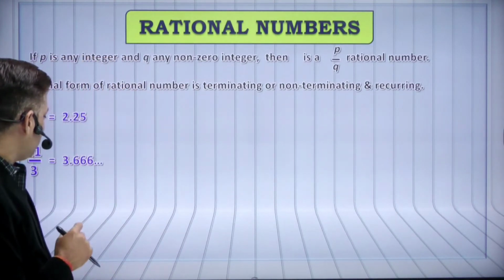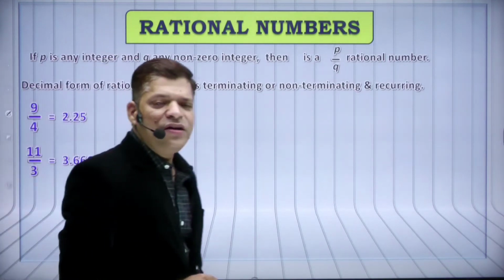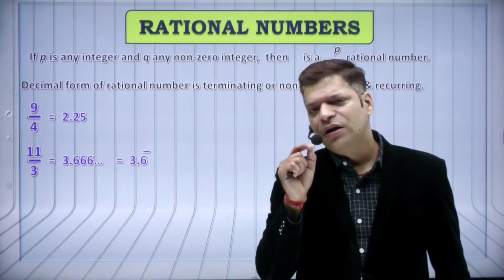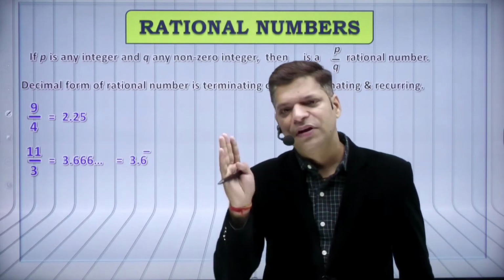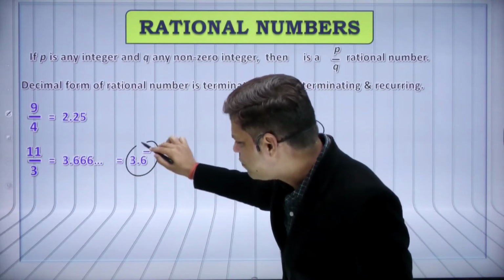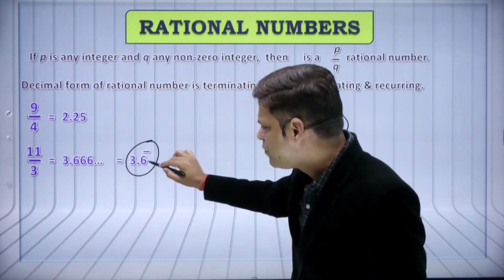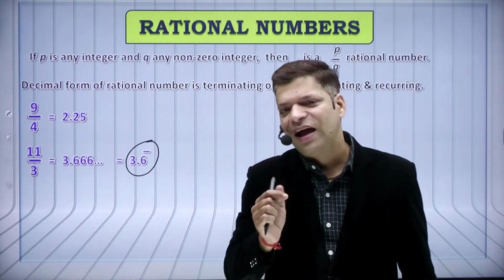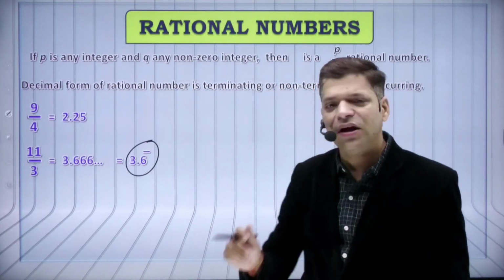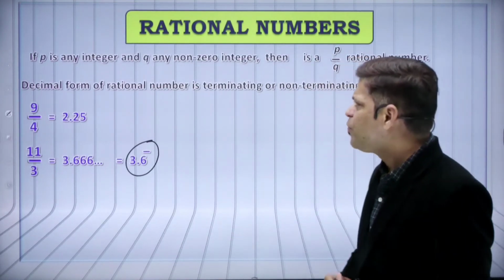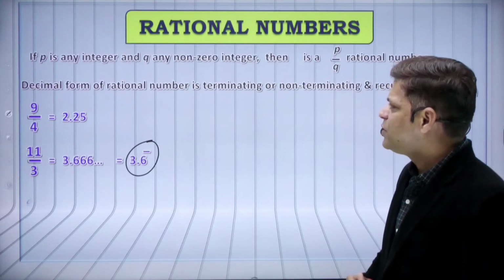Okay, also 3.666 up to so on. Where the number 6 is going to repeat after the decimal, so it can be written in the form of 3.6 bar. Okay, this 3.6 bar, so 6 bar indicates that 6 is going to repeat up to infinity, right? So this you should also know.